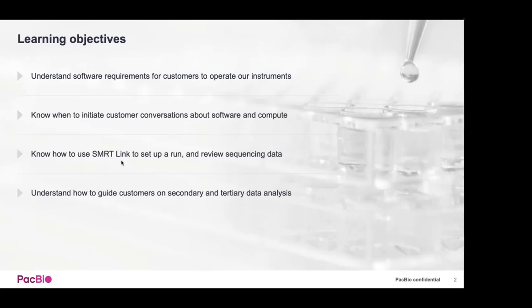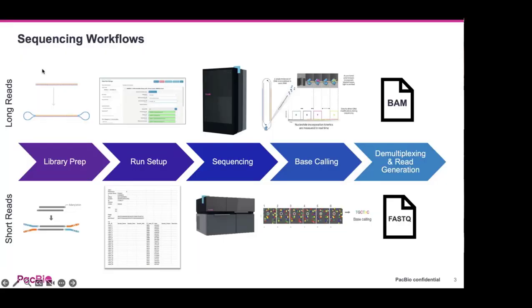We're going to talk a lot about a piece of software called SmartLink, which is very central to our long read platforms in order for you to connect to your instrument, operate the instrument, set up runs, monitor runs, and look at sequencing data. So a lot of slides on that. And then just a brief guide on how to inform customers about our secondary and tertiary data analysis, and I'll provide some definitions on primary, secondary, and tertiary later in this deck.